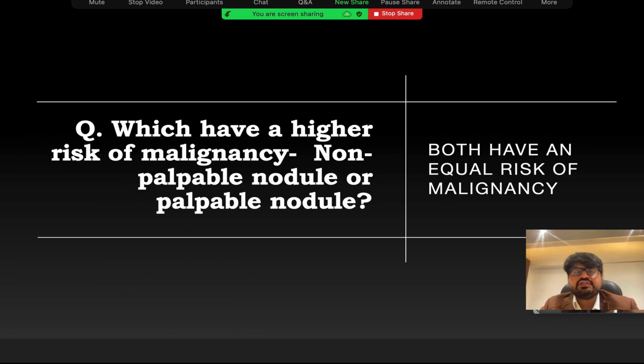Now, which group of patients has a higher risk of malignancy? Is it those patients who have a non-palpable nodule or those who have a palpable nodule? Now, the risk of malignancy is the same. Whether you have detected the nodule by clinical examination or incidentally by ultrasound, in both cases the risk of malignancy is equal. So do not just depend on whether it's palpable or not palpable, and so on and so forth.